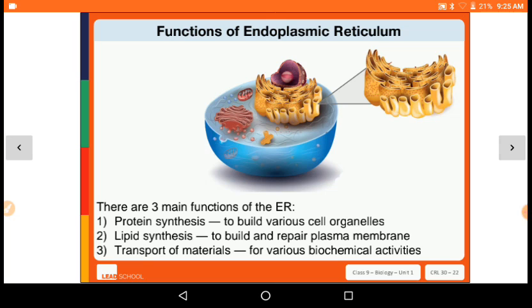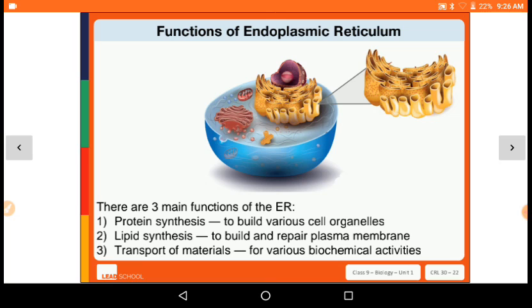There are three main functions of ER. First is protein synthesis, second lipid synthesis, and third transport of material. We already know that endoplasmic reticulum contains lipids and protein. So its function is to synthesize the protein, to synthesize the lipid, and then to transfer all the synthesized material to other parts. Alright.